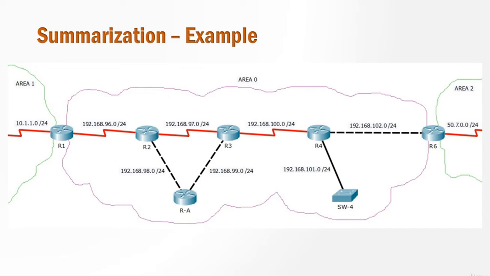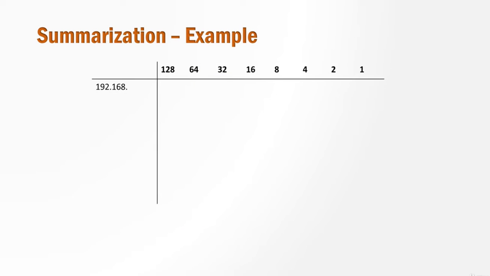And it takes just a couple seconds to look at this scheme right here and notice that all of these subnets in area 0 are consecutive. So it's 96, 97, 98, 99, 100, 101, and 102. So in order to create one summary IP that is going to represent all of these networks, we're going to list all of them in one table.